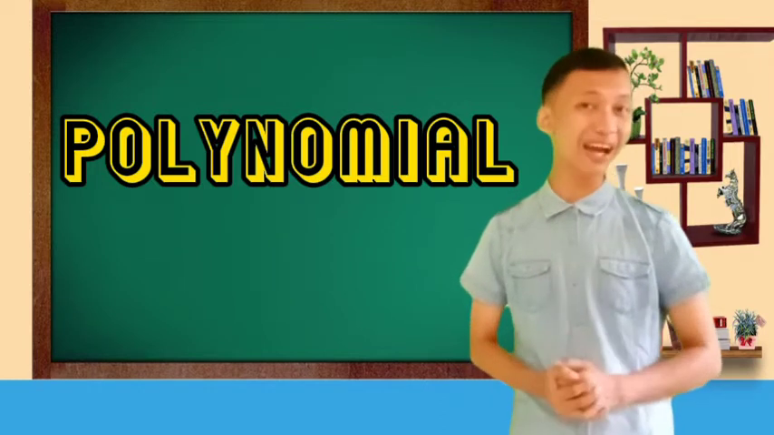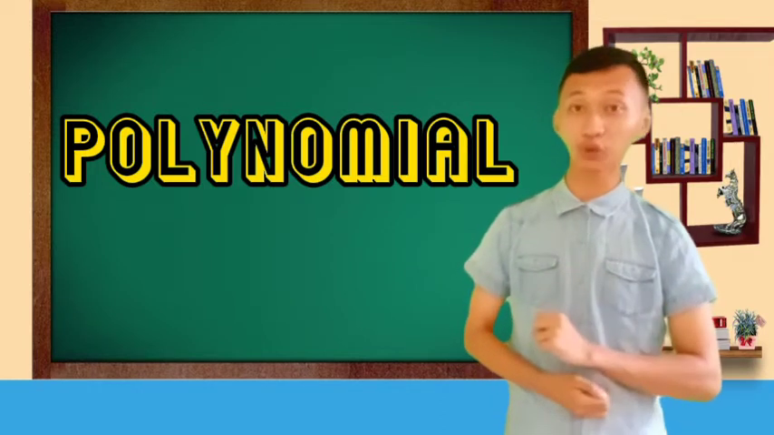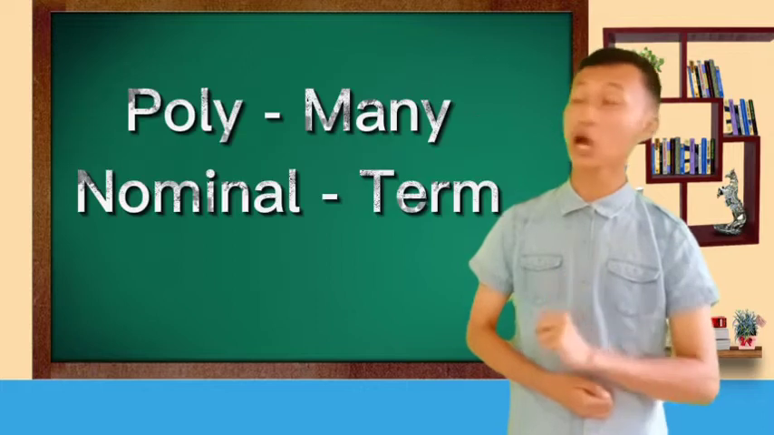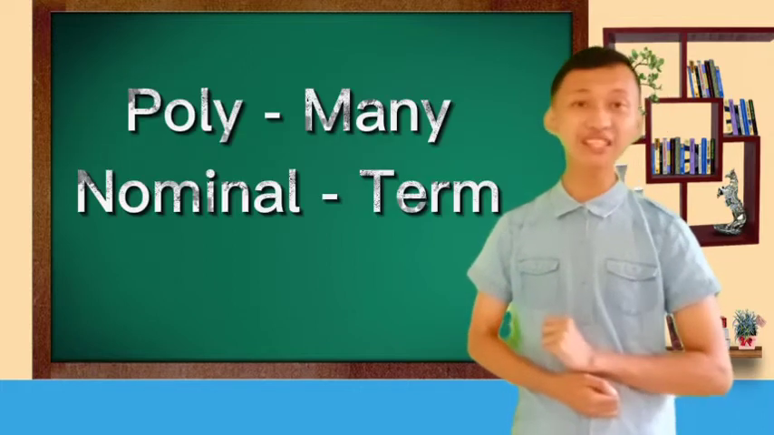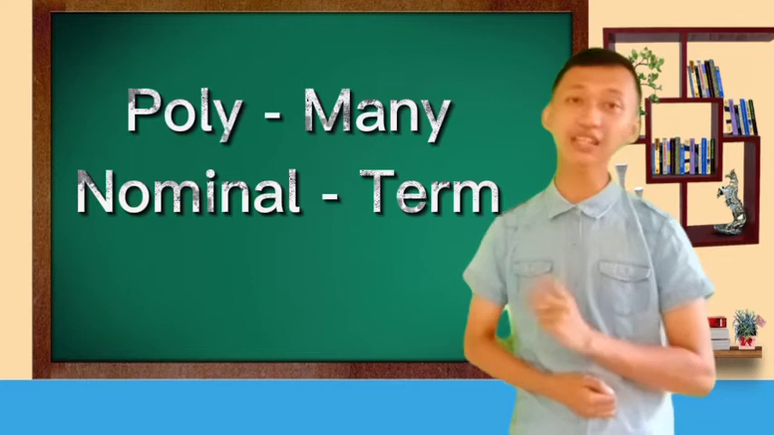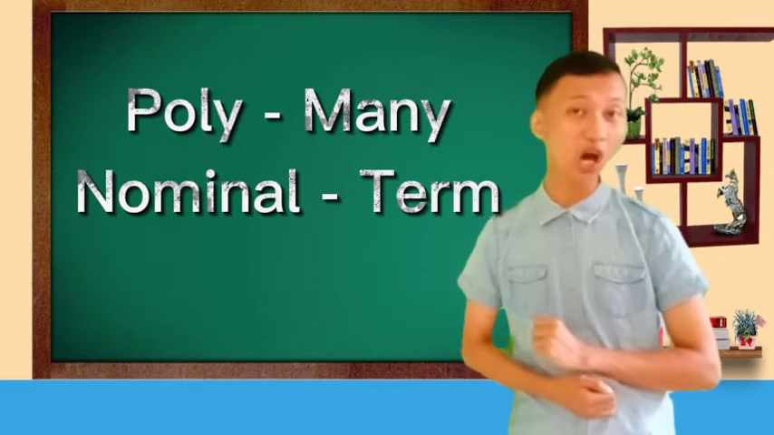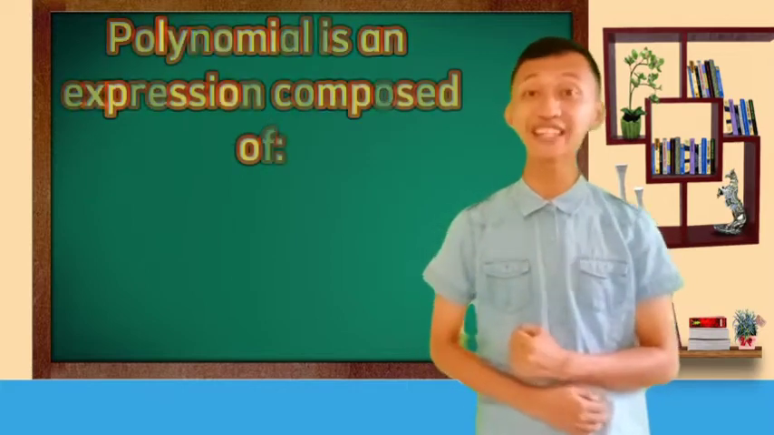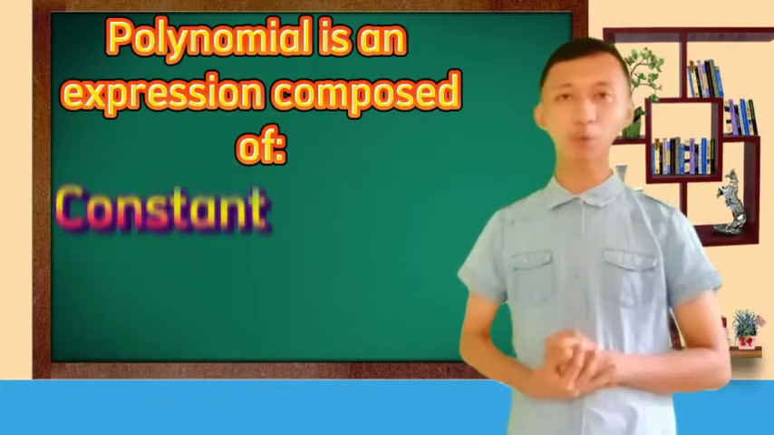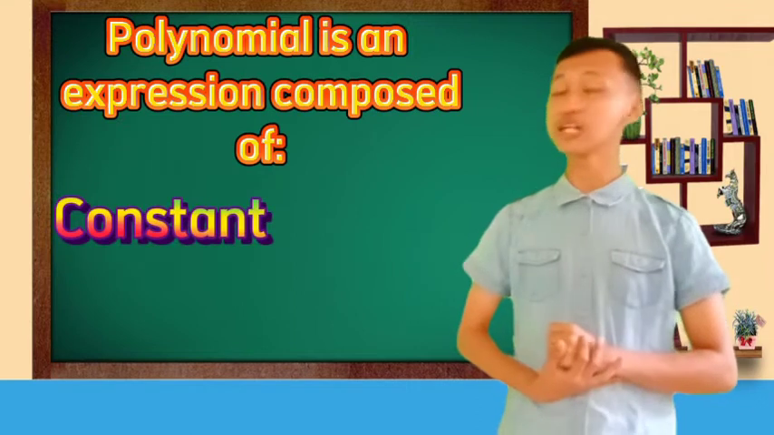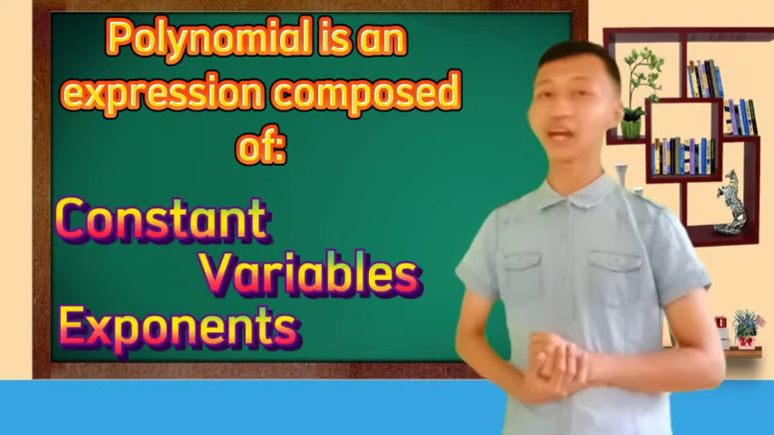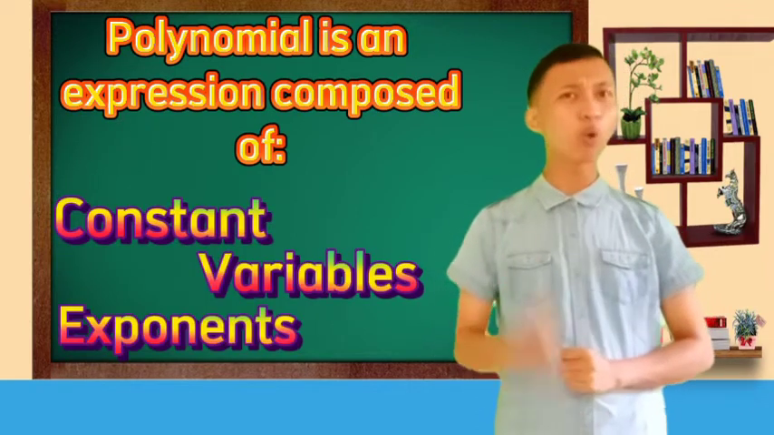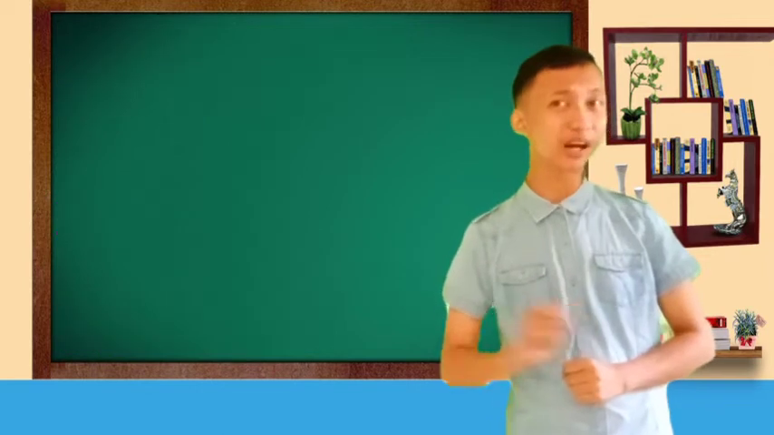So, polynomial composed of two terms. First is poly, which means many. And the second one is nominal, which means terms. Polynomial defined as an expression which composed of constant, variables, and exponents. What are examples of constant?